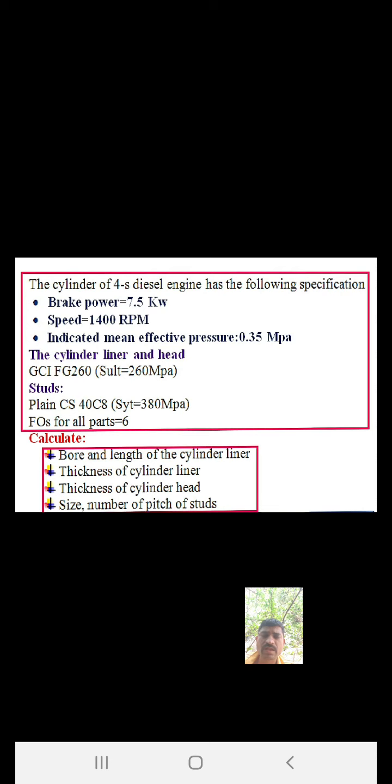Then next, you have been given the numerical in the next slide. We'll see those numericals in the next lecture. Today we'll stop here. All of you remember how to design the cylinder and cylinder liner, and which types of stresses are induced in the cylinder liners, pressure stresses or thermal stresses. Again remember the difference between the wet and dry cylinder. Today we'll stop here. Next lecture we'll see the numericals on the basis of these formulas.